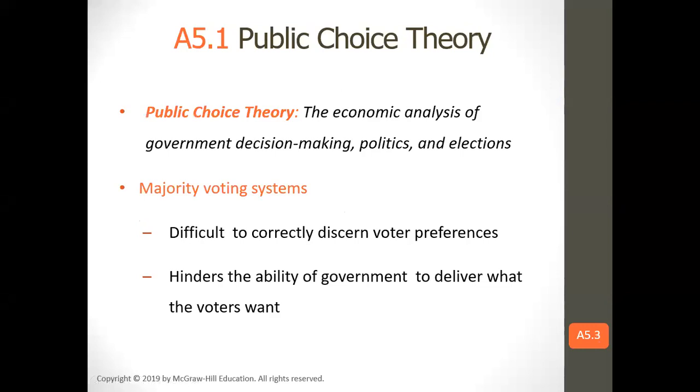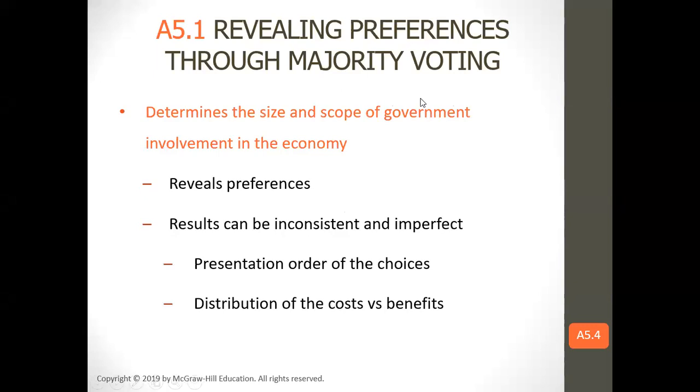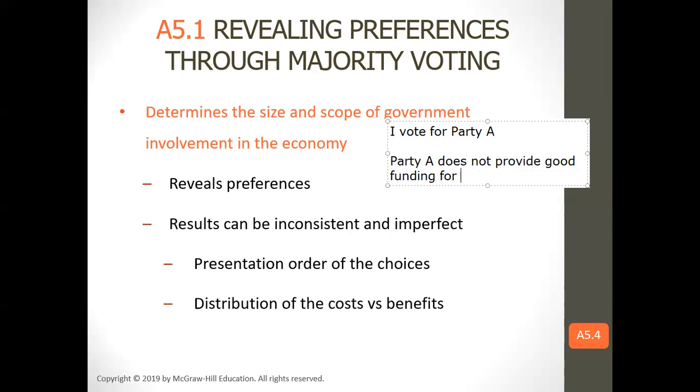So we're going to go through public choice theory, the economic analysis of government decision-making, politics, and elections. There's a lot of issue with who people vote for and what the policies of the government are. Let's say I vote for party A. Party A does not provide good funding for transit, let's say, and I want good transit.